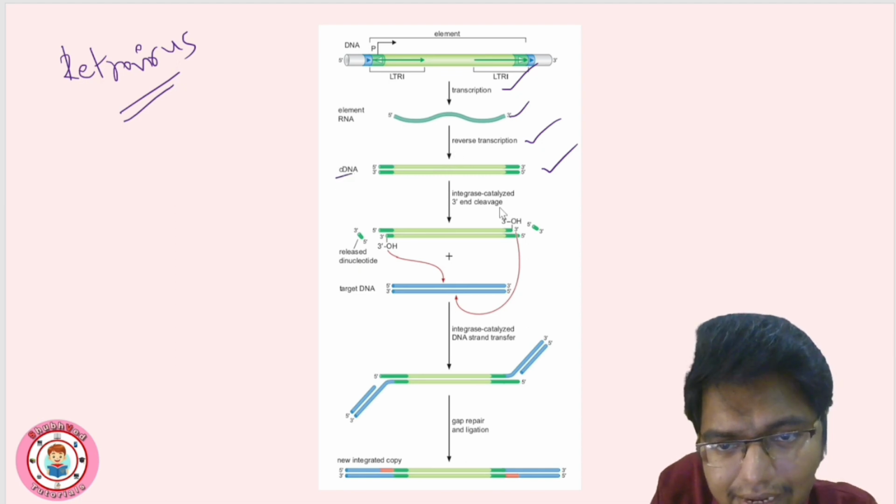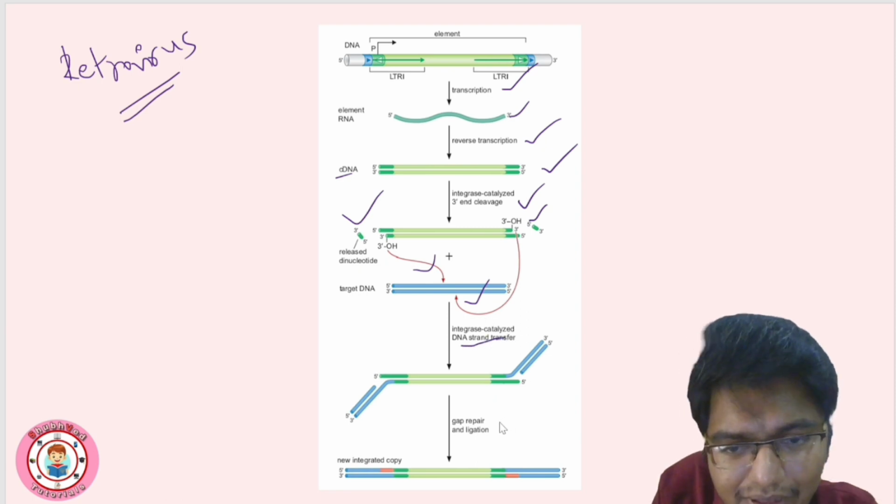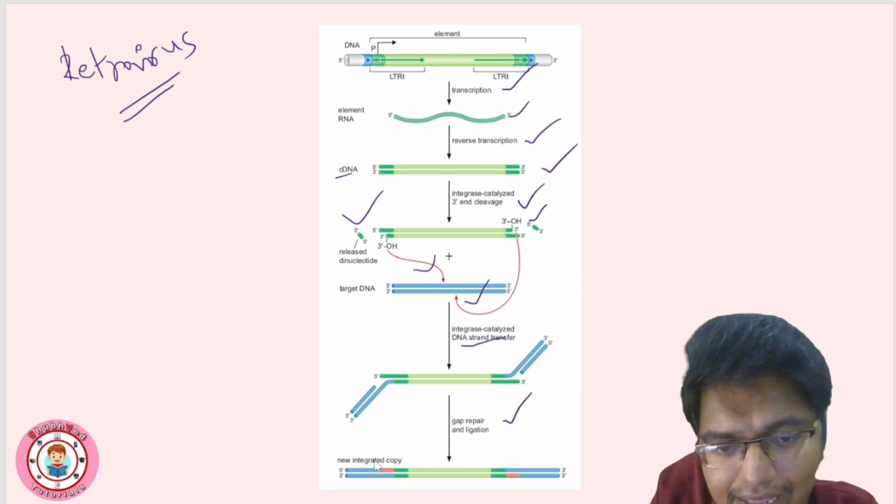Then integrase catalyzes 3' end cleavage. Right? See, this is the 3' end cleavage. Then this will attack the other strands, you can see here from the image. Same here. Nothing is different, only the starting mechanisms are different. After the cleavage, target DNA is attacked and then integrase catalyzes DNA strand transfer and here ligation.